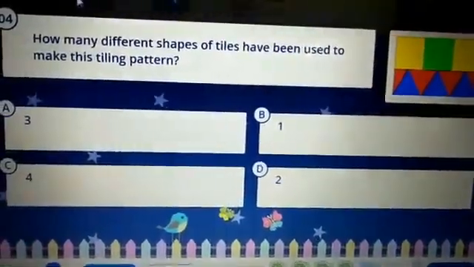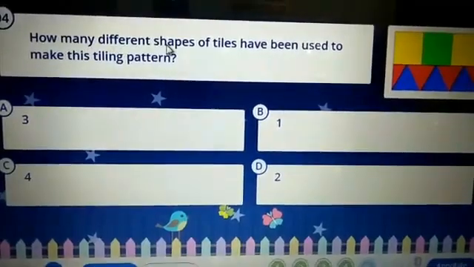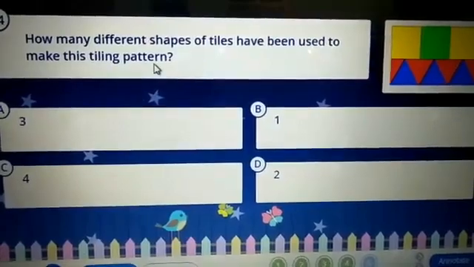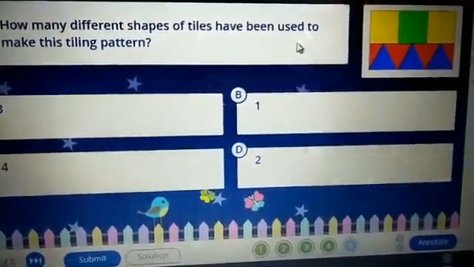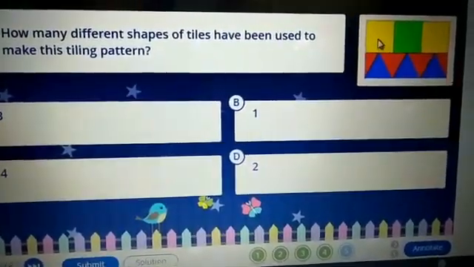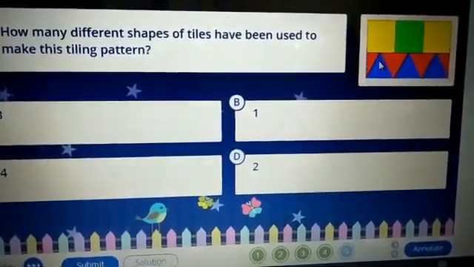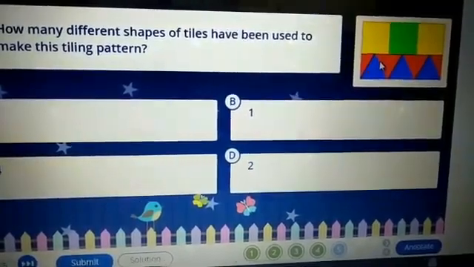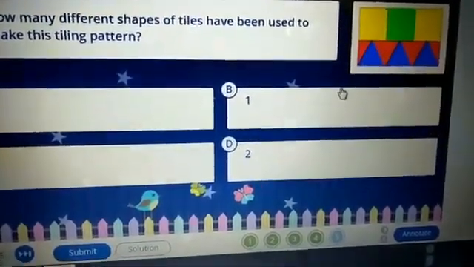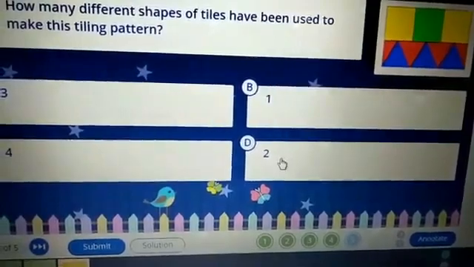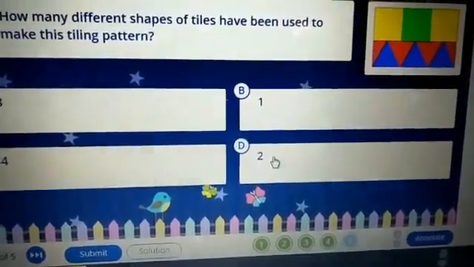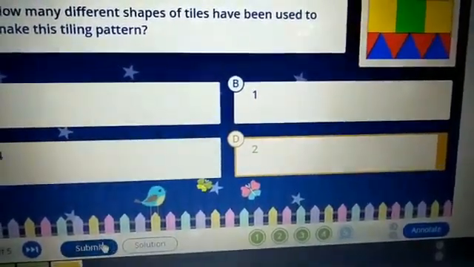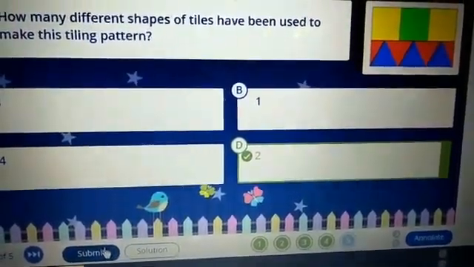Our fourth question. How many different shapes of tiles have been used to make this tiling pattern? How many figures do they use here? 1, 2. So they are using square and triangle. So 2 figures only, no? So it is in option D. I select D. Shall we check? Yes, our answer is correct.